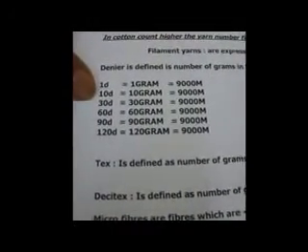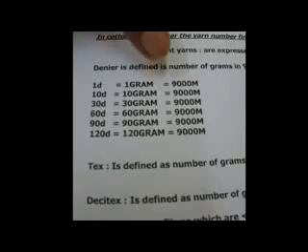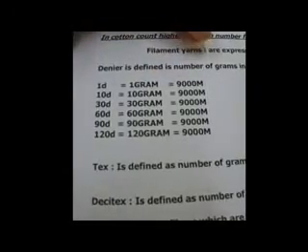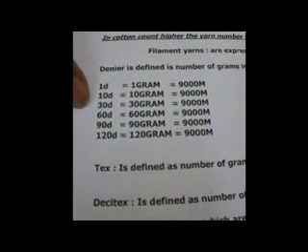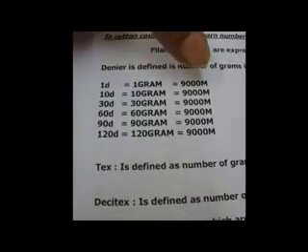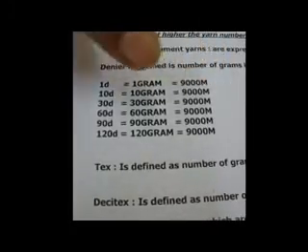If I say 10 denier, this means 10 grams in 9,000 meters of yarn. If I say 30 denier, this means 30 grams in 9,000 meters of yarn.